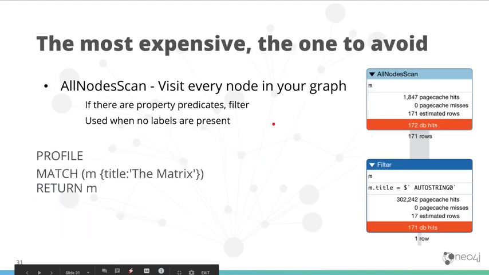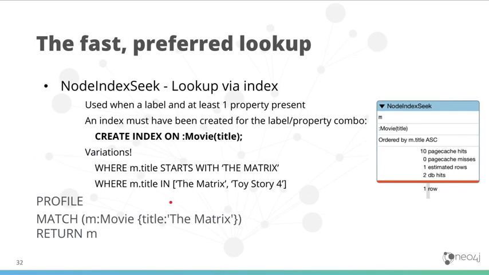Now the most expensive means of lookup, the one to avoid, is the all nodes scan. This visits every node in your graph, so the more nodes there are, regardless of label, the slower this is going to be. And this happens when we do not have any labels in our match pattern. If there are property predicates, we need to filter it. We ask all nodes in the graph for their properties, and we make sure that the title matches what we're looking for. Avoid these at all costs.